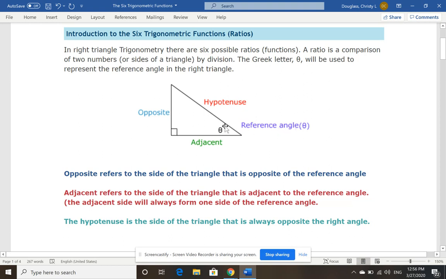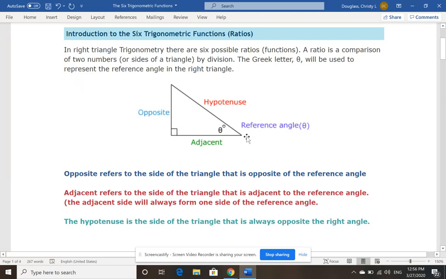So notice this bottom right corner is our reference angle. And so if you go across from, or opposite, that angle in the triangle, is this side right here. So the length of this side will be your opposite. And then the other side of your triangle that's not the hypotenuse and not opposite is called the adjacent side, because it is right next to your reference angle. So the adjacent side will always form one side of your reference angle.